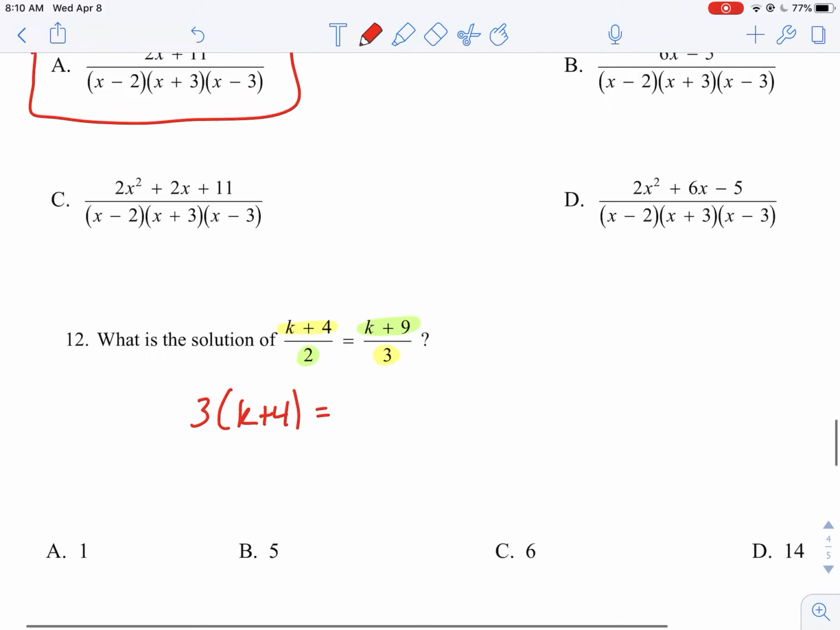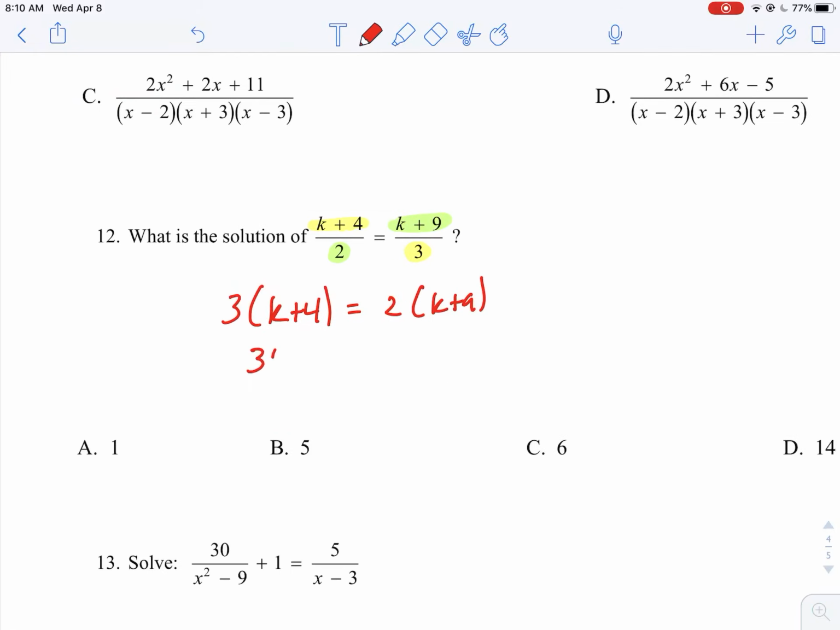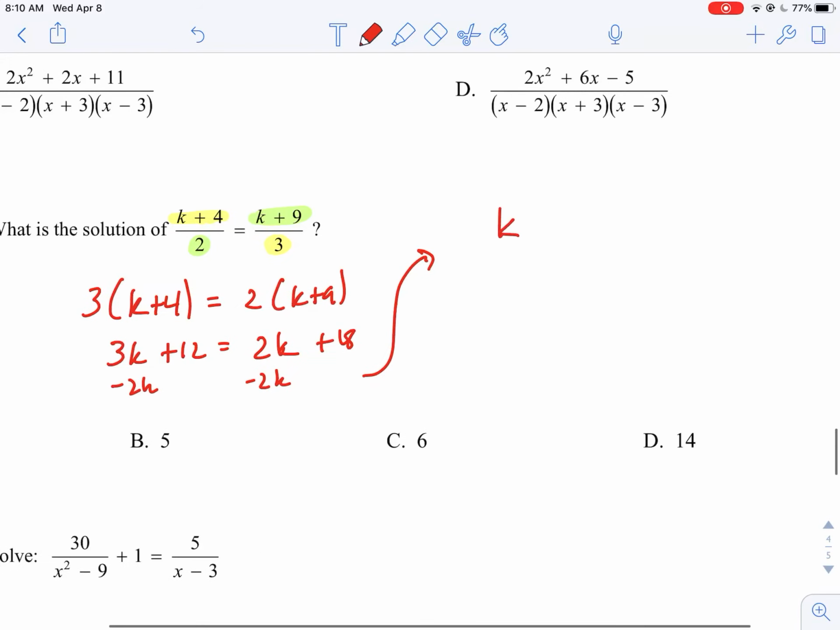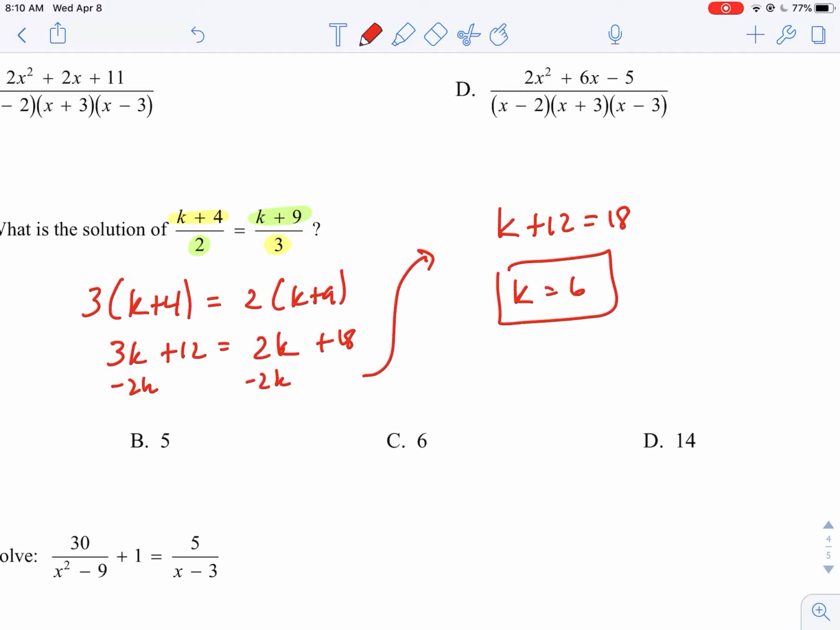So when we set this equal to, we're setting the top and the bottoms, multiplying them crisscross and setting those equal to each other. So 2 times the quantity k plus 9. So when I multiply this out, I've got a 3k plus 12 is equal to a 2k plus 18. Subtract 2k, and it looks like we are looking at k plus 12 is equal to 18, which means that k is equal to 6. And we're going with option C.